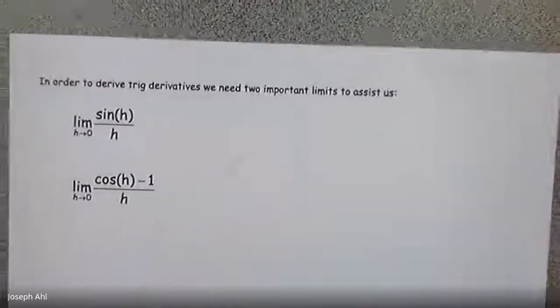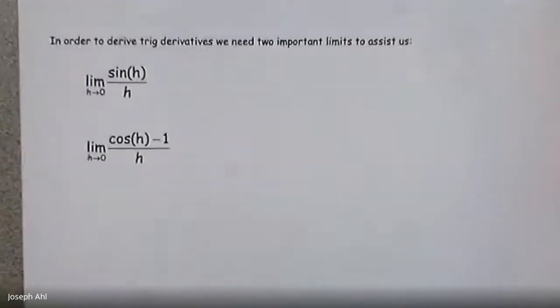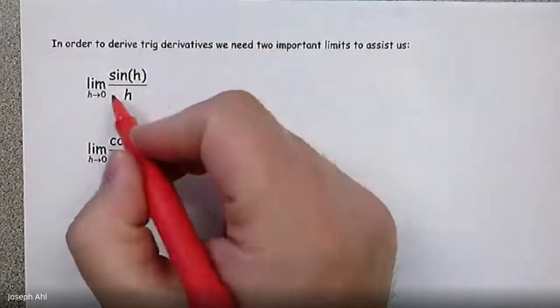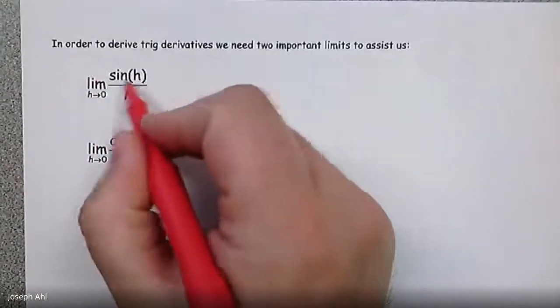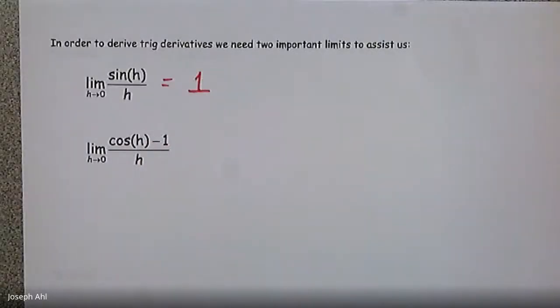So now let's get right to the good stuff here. In order to derive trig functions, okay, find the derivatives, we need 2 important limits to assist us. And these limits, we actually both know the limits for. The first one, we better sure know, right? This is that world famous limit. Limit as h goes to 0 of sine h over h. According to the sandwich theorem, we have proved that that is equal to 1. And that might be something that we need as a reference point.